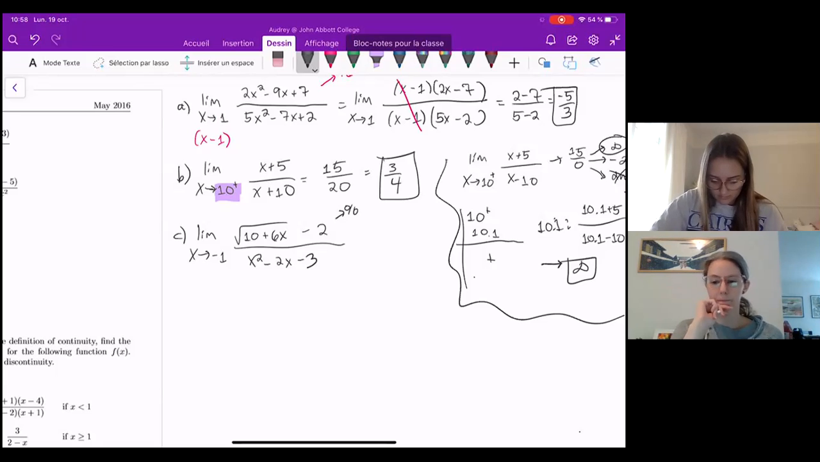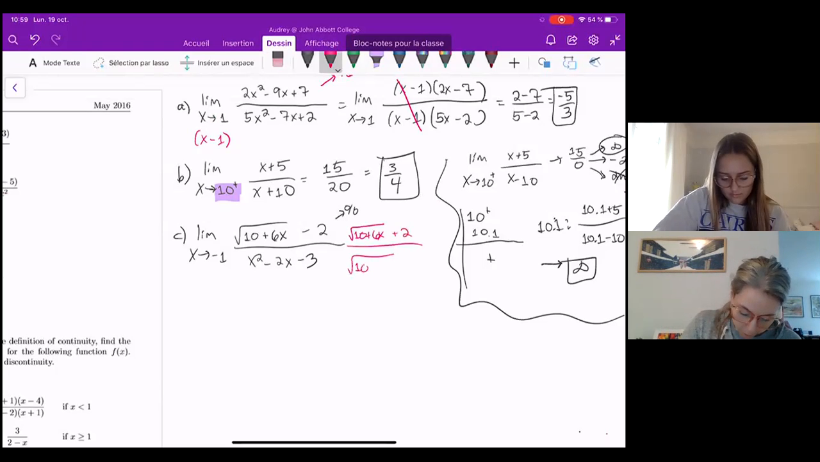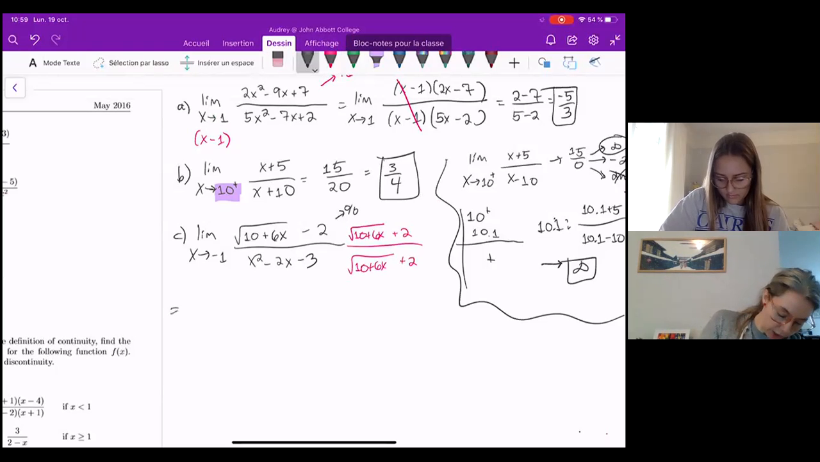How do I do this? You want to rationalize. Yes. So how do I do that? What am I going to multiply by on the top and the bottom? You're going to multiply both sides by square root of 10 plus 6x plus 2. Perfect. Good job. And then we know how rationalization works. So I'm not just squaring each thing, though technically that's what ends up happening.